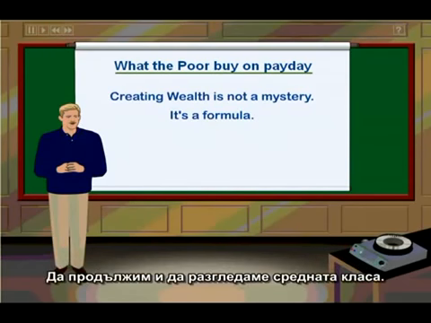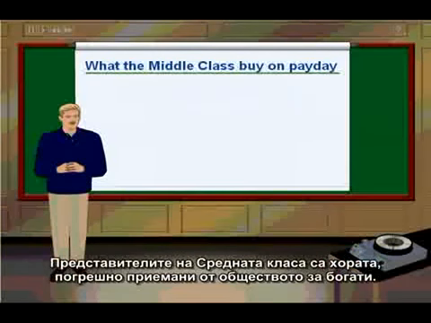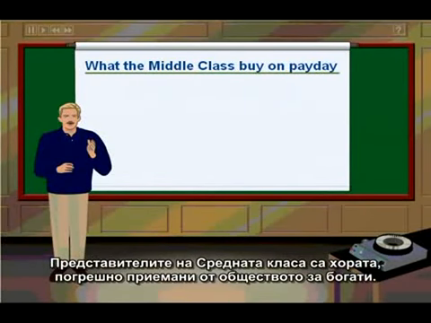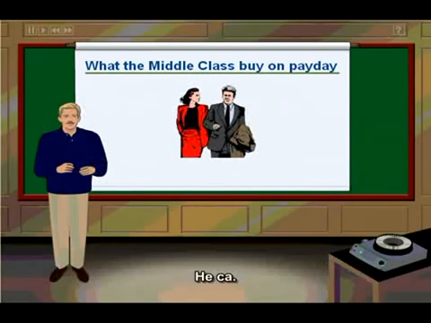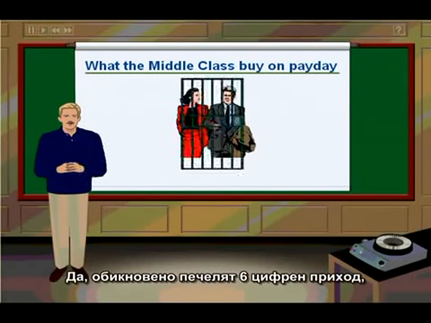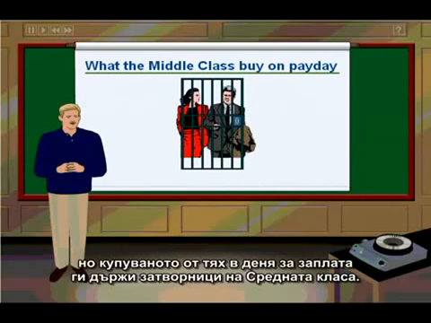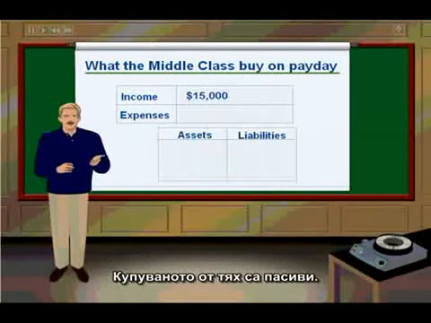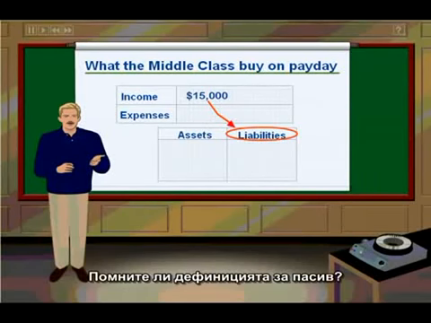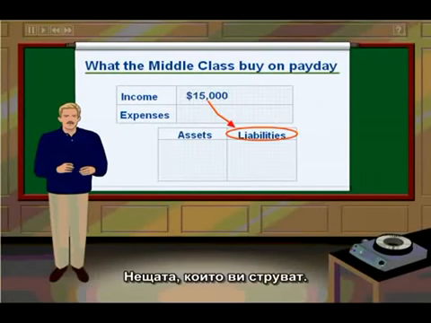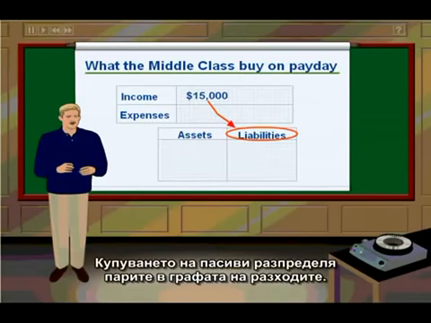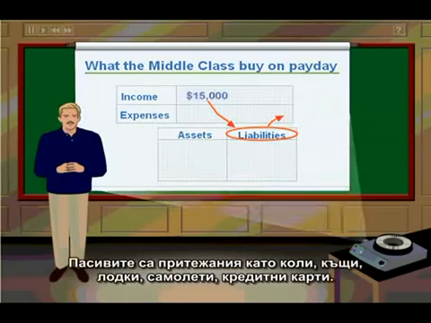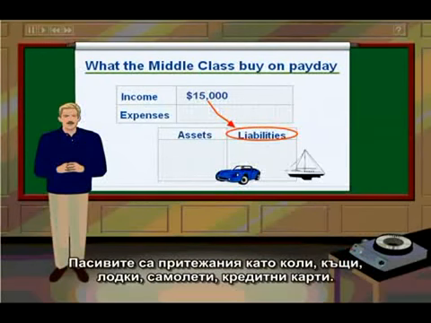Let's continue on and look at the middle class. The middle class is the group that society mistakenly thinks are the rich. They are not. Yes, they typically earn a six-figure income, but what they buy on payday keeps them prisoners of the middle class. What they buy on payday are liabilities. Remember the definition of a liability? Things that cost you? By buying liabilities, the money gets pushed up and out their expense column. Liabilities are items like cars, boats, houses, airplanes, credit card debt.